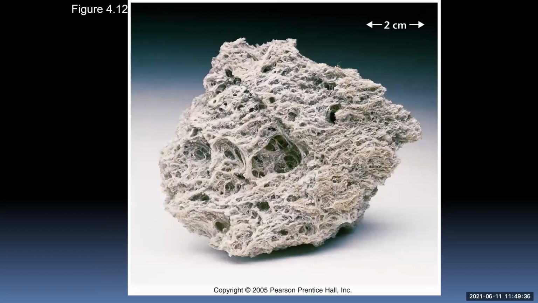Here's a piece of pumice. Each of these little bubbles here, the vugs in this, represent the former locations of little gas bubbles that were trapped in this molten mass. This stuff's kind of fun.